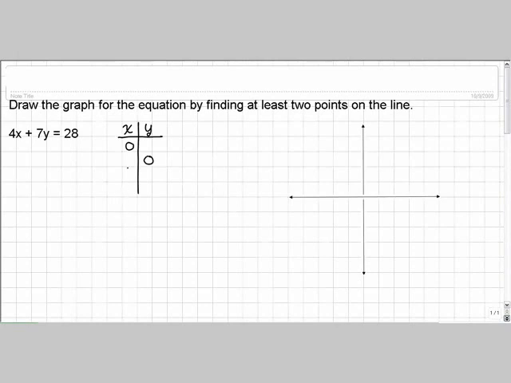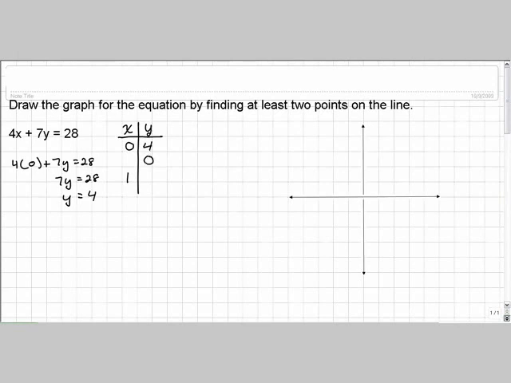And then I'm going to choose one other value for x. Let's say x equals 1. And I'm going to find the corresponding y values in this equation. So for the first point, when x is equal to 0, we have 4 times 0 plus 7y equals 28, which gives us 7y equals 28. And dividing by 7 gives us y equals 4. So we have the point (0, 4).